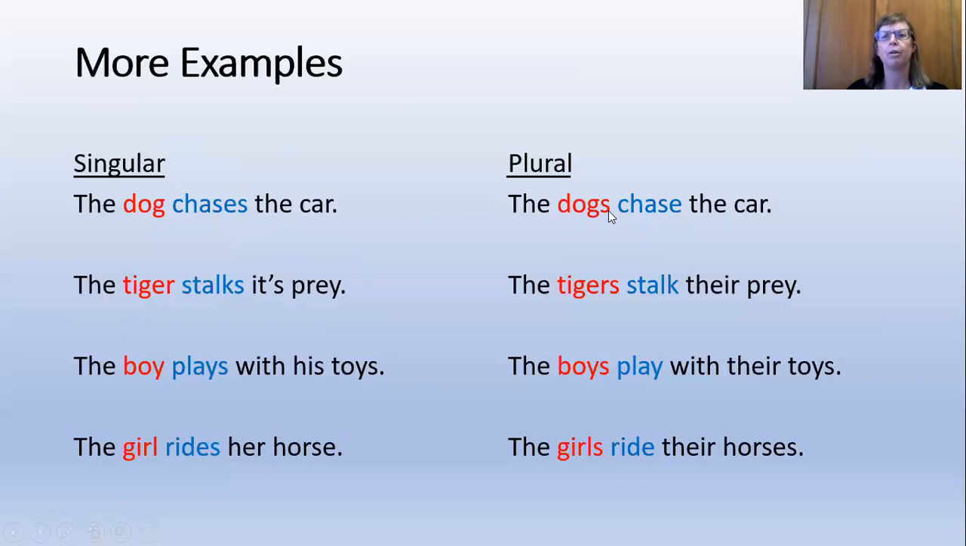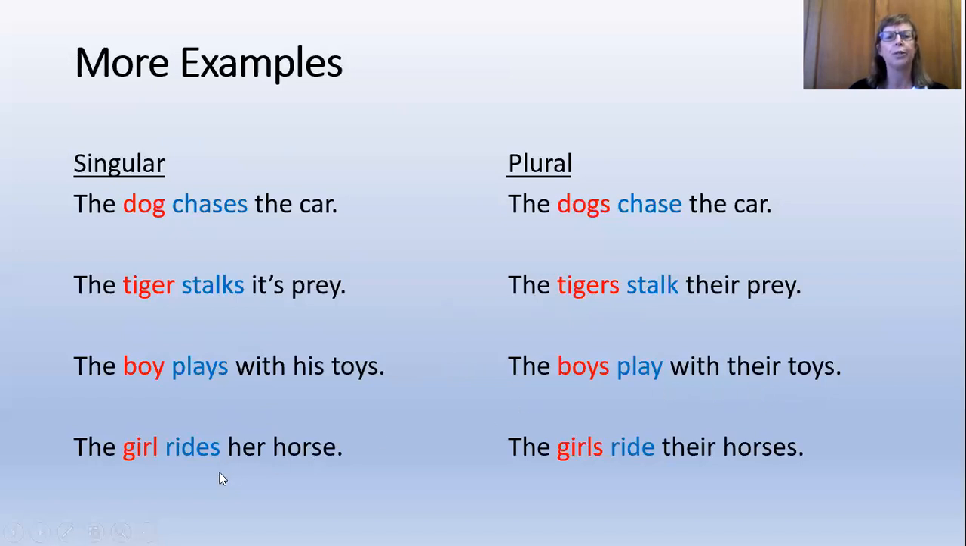When we put an S on the dogs to make that plural, we take the S off the verb, and the other way around for singular. The tiger stalks its prey. The tigers stalk their prey. This one has an S, this one doesn't. Singular, plural. The boy plays with his toys. Plays with an S. And the boys play with their toys.